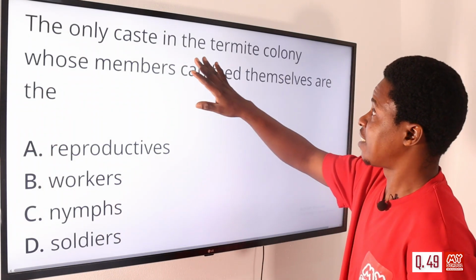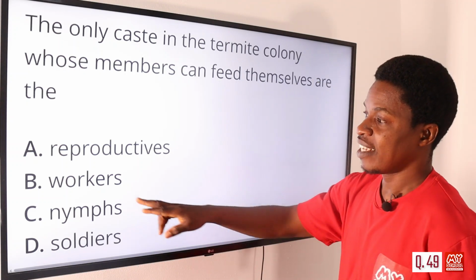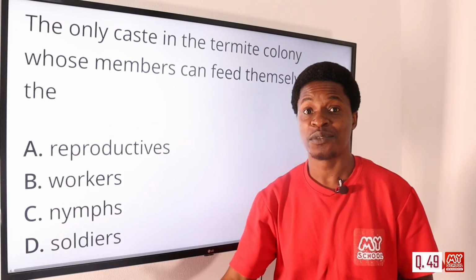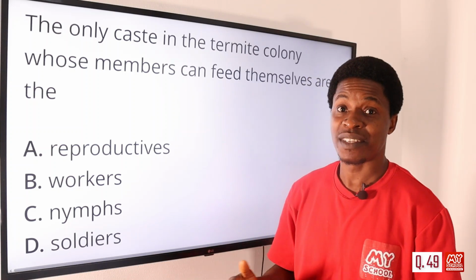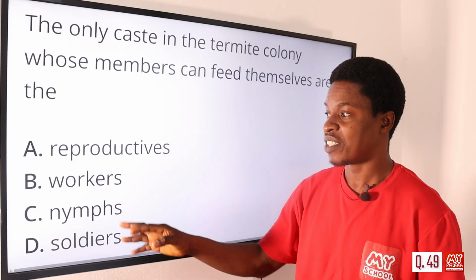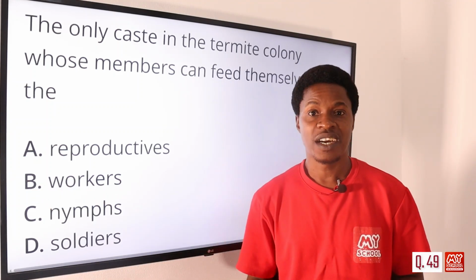So the only caste in the termite colony whose members can feed themselves are the workers, because they are the ones that go to get the food that will be eaten by all the members of the family. The other castes, the reproductive and the soldiers, are also castes. So the correct answer is option B, workers.